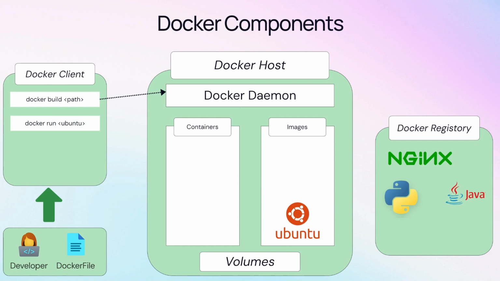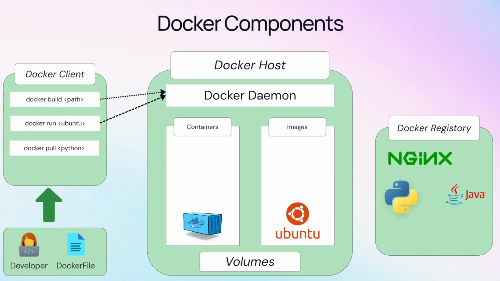So the docker run command is used to run the container. And when we trigger this command, the client again communicates with the host and checks if the image is available or not. Now the image is available here, so it will build the container from that image.